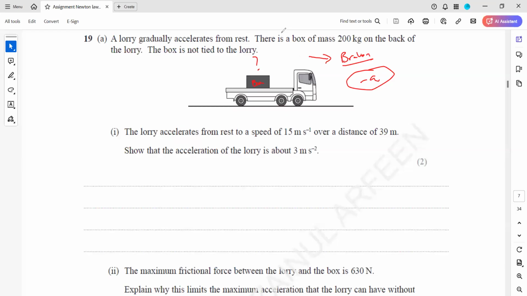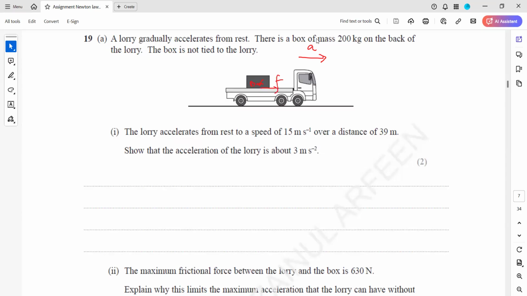What should be the direction of the friction? Right or left? The direction of friction always opposes the motion. Look, when the truck was accelerating forward, what is the tendency of the box? The tendency of the box is to slide down, like move back. So friction opposed, so friction was forward.